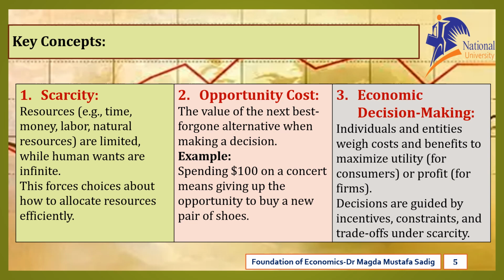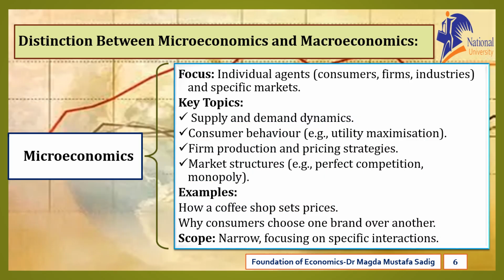So scarcity makes you choose because you can't have everything, like limited money for food, while opportunity cost reminds you that every choice means giving up something else. Economic decision making is about picking the option that gives you the most benefit for the cost, like buying a book instead of a jacket to help with school. I hope that you understand the key concepts of economics.